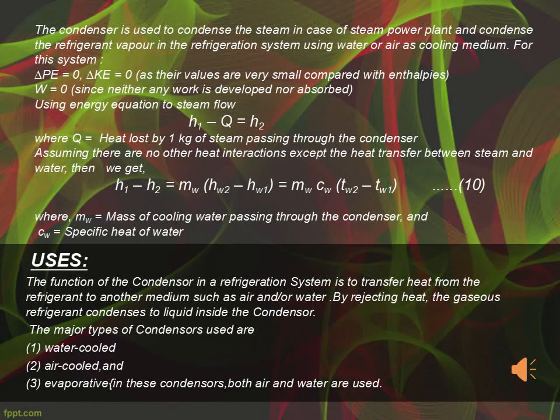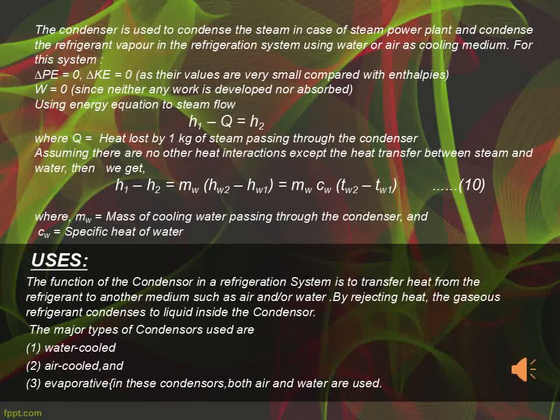So the purpose of the condenser is to receive the high pressure gas from the compressor and convert this gas to a liquid. Now in condenser we usually take potential energy and kinetic energy equal to 0, as their values are very small compared to enthalpies. Work done is also 0, since neither any work is developed nor absorbed.